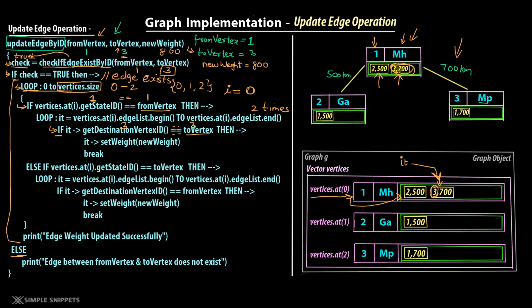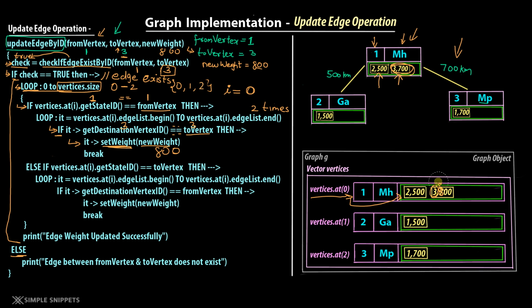Correct? We found the first edge which is 3,700, and now we are saying it.setWeight. So setWeight is a user defined function which will take an integer value. It is going to take an integer argument and set that value to that particular edge object's weight. The edge object has destination vertex ID as a data member and the weight. So we're going to change the weight and say new weight. What is new weight? New weight is 800. So 800 is going to be set over here. So this 700 now becomes 800.